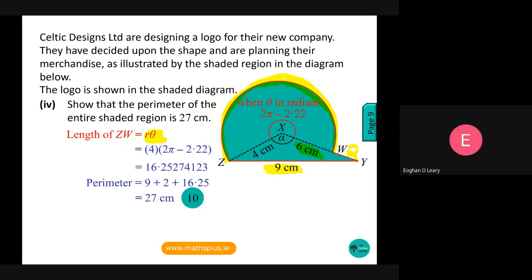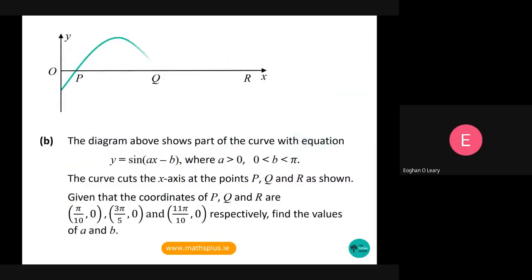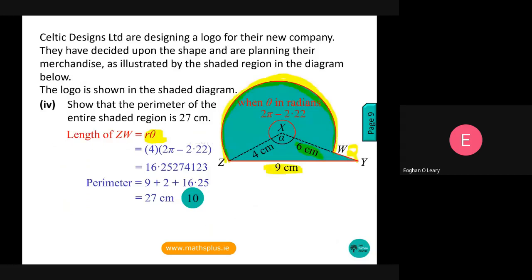Okay, so where are we? Okay, so we're on to a different part altogether here in part B. I'll just say one last thing about part A. I imagine students looked at that, they saw radians, they saw this kind of unusual shape, and they might have been thrown by it.